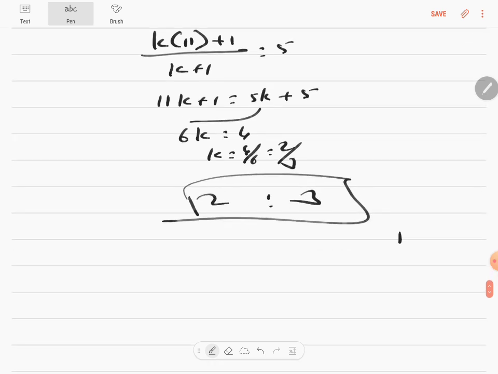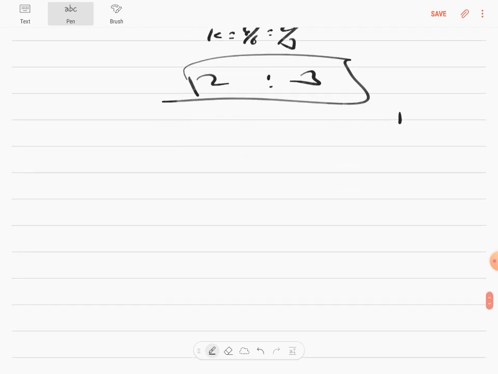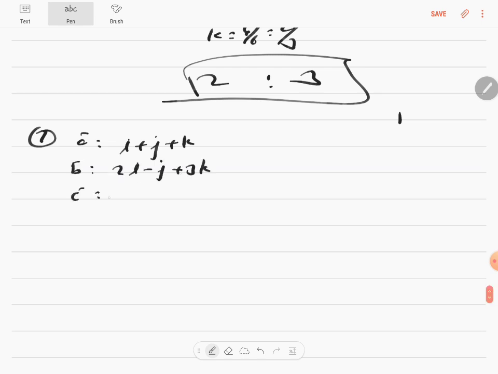Please check the book back for every sum. So let's go to the next sum, the 7th question. A vector is I plus J plus K, B vector is 2I minus J plus 3K, C vector is I minus 2J plus K. Find a unit vector parallel to 2A minus B plus 3C.